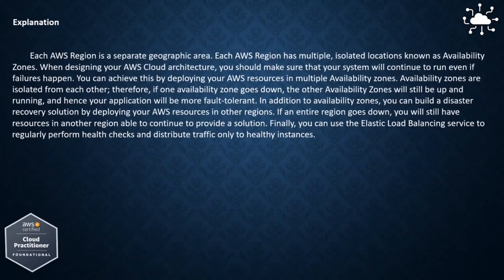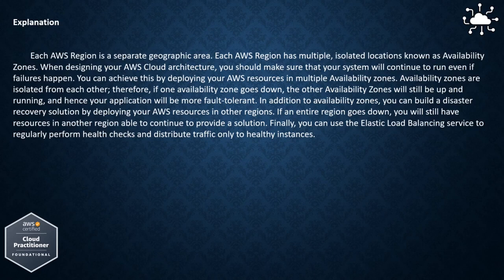Explanation. Each AWS region is a separate geographic area. Each AWS region has multiple, isolated locations known as availability zones. When designing your AWS cloud architecture, you should make sure that your system will continue to run even if failures happen. You can achieve this by deploying your AWS resources in multiple availability zones. Availability zones are isolated from each other, therefore, if one availability zone goes down, the other availability zones will still be up and running, and hence your application will be more fault tolerant.